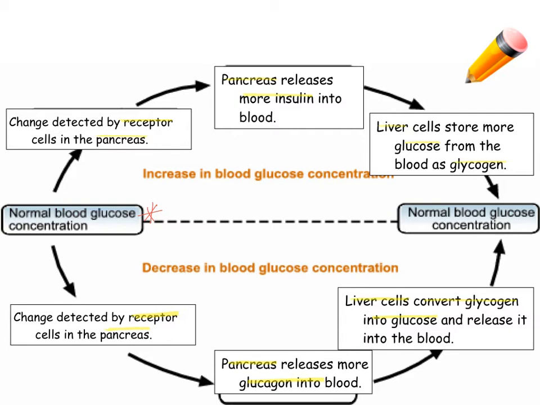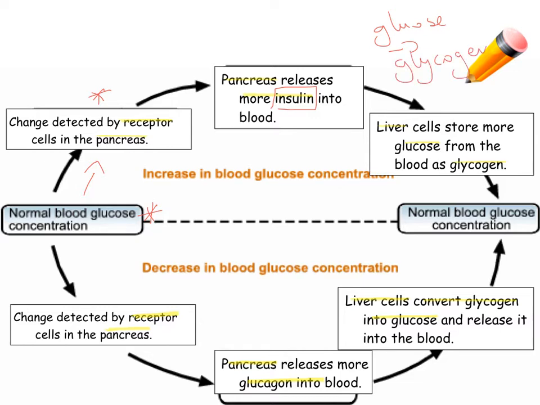So what happens is, after you've eaten a meal, then your blood concentration is going to start to rise. So you get an increase in blood glucose concentration. Now that change is detected by receptor cells in the pancreas. They detect that, and when they detect that, the pancreas releases more insulin into the bloodstream. And so what the insulin will then do is convert that glucose into glycogen.